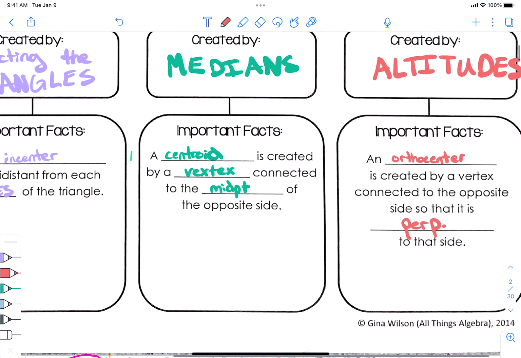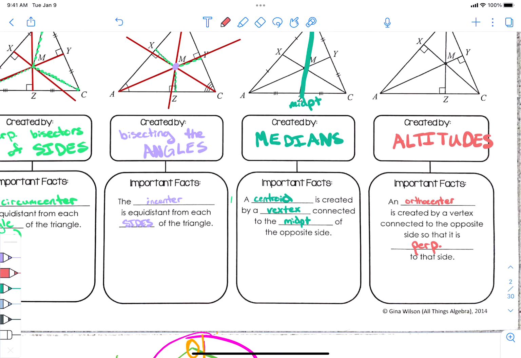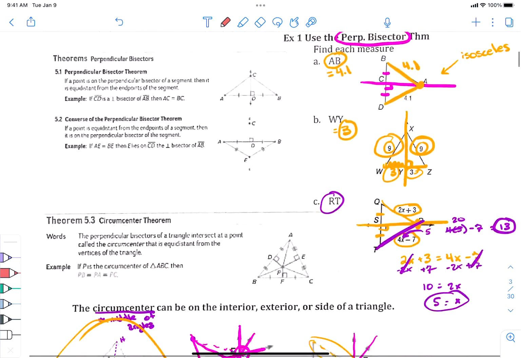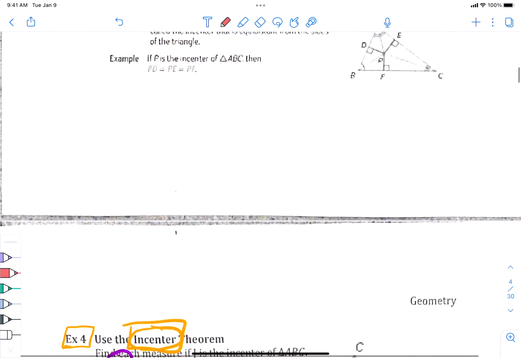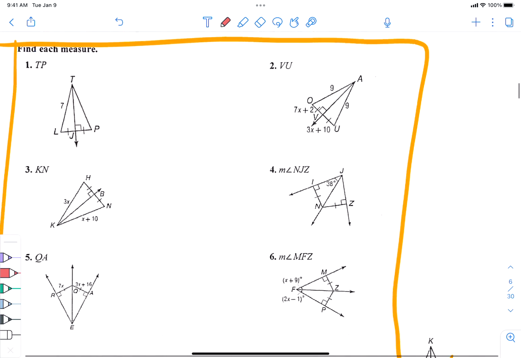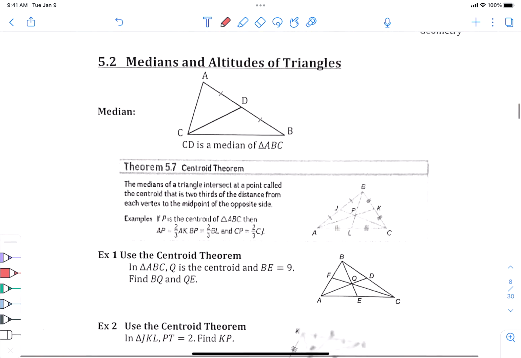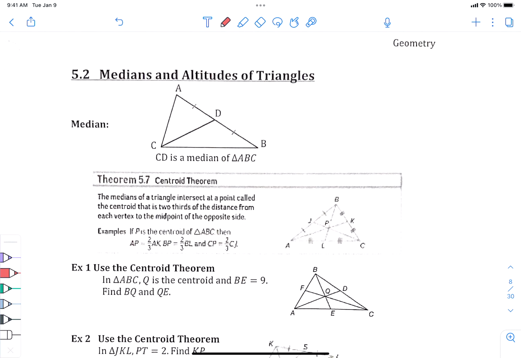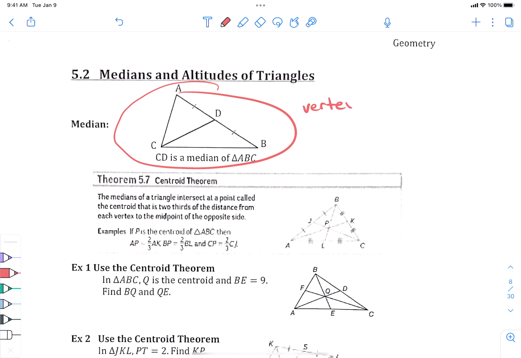All right. Go to your note sheet. We're going to go through these lickety-split, and then I'll give you time to work. 5.2, I've got to scroll down. I'm making Luke dizzy here. Okay, 5.2. The first thing they talk about is a median. A median is, again, vertex to midpoint. So that's what those are, vertex to midpoint.